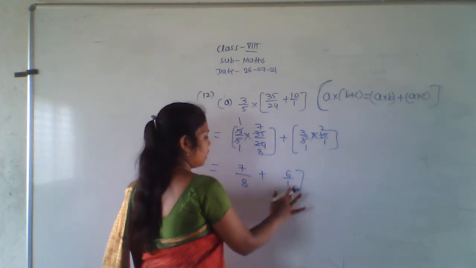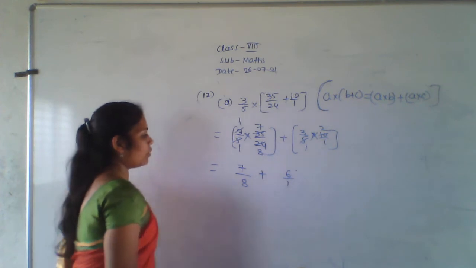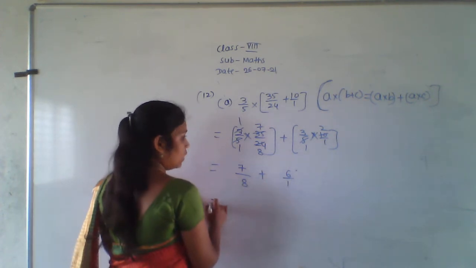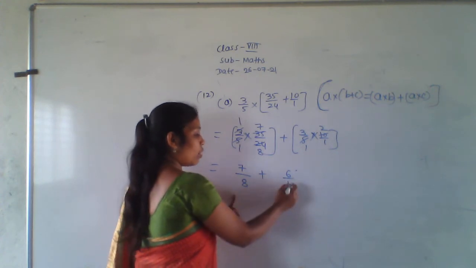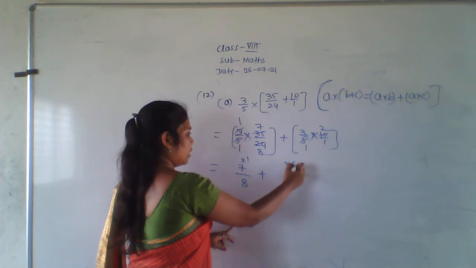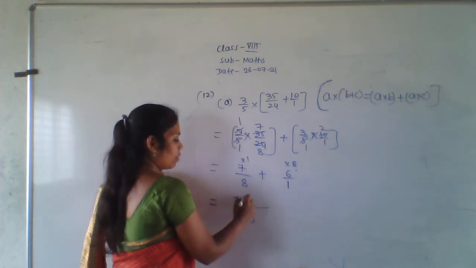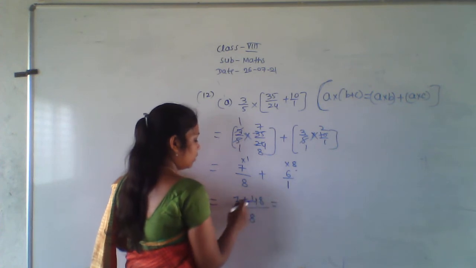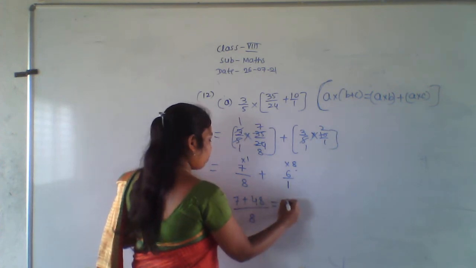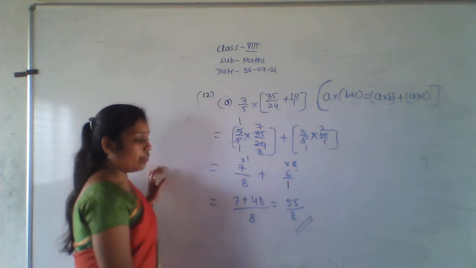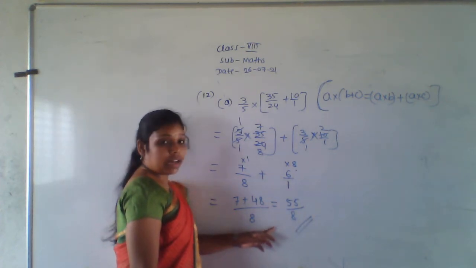Or else don't put a bracket here. So what is the value we got here? 7 by 8 plus 6 by 1. Now we have to take the LCM here. What is the LCM for 8 and 1? The LCM is 8 here. 8 ones are 8, 1 eights are 8. 7 ones are 7 plus 6 eights are 48. Now add and write, that will be 55 divided by 8. This is the answer. 55 by 8 is the answer.